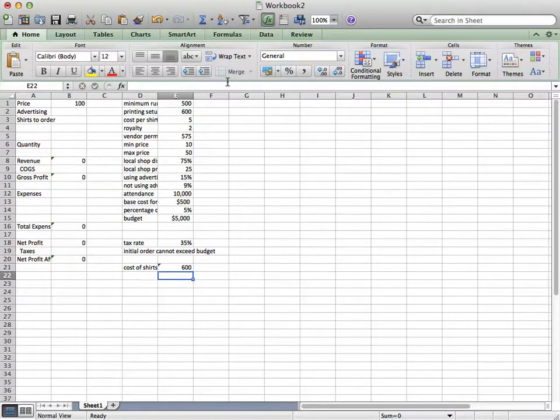Now, here's something that we really need to pay attention to. Her budget is $5,000 and her quantity is based on whether or not she gets advertising. So if she gets advertising, it's 15% of 10,000 or 1,500. And if she doesn't get advertising, it's 9% of 10,000 or 900. The lowest amount that she's going to sell is 900. Now, if she orders 900 shirts, it will cost her $5,100.